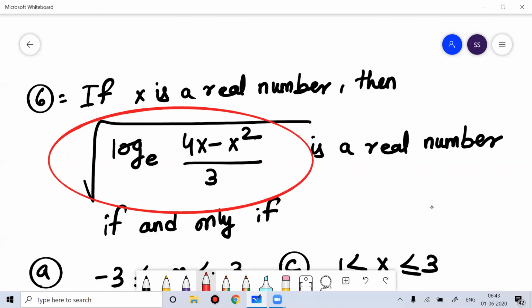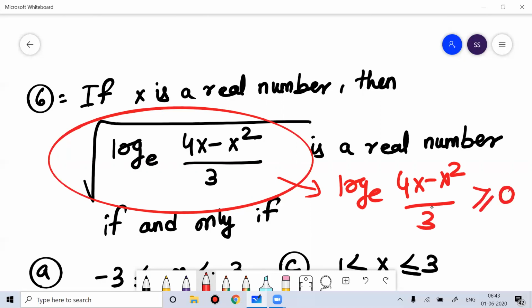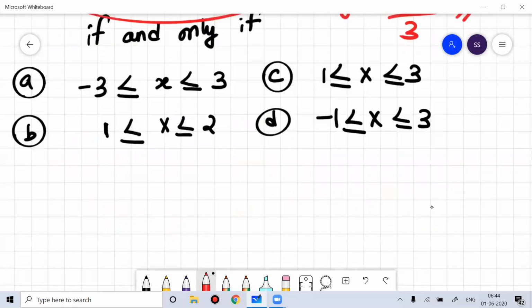This number you can represent on a number line. What does that mean? It means that log e of (4x minus x square) by 3 should be greater than or equal to 0. Then only it is a real number. I hope you can understand. So under the square root, you should get a value either equal to 0 or greater than 0. They gave you this number as a real number.